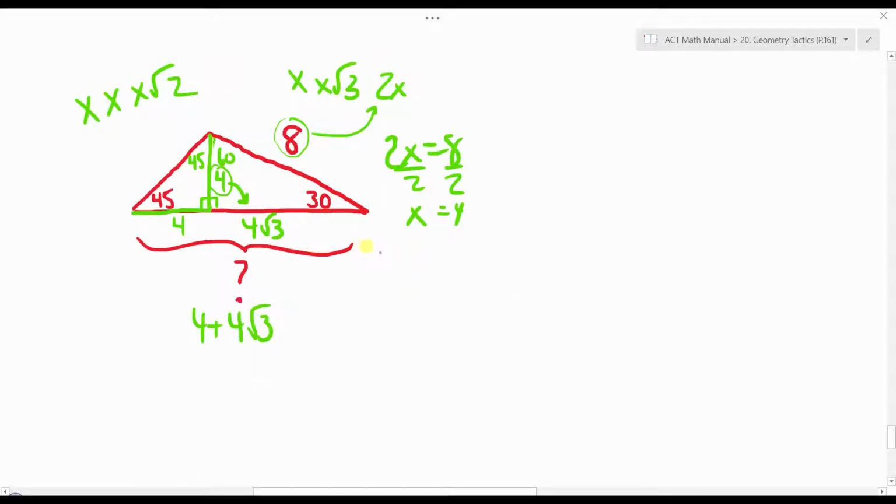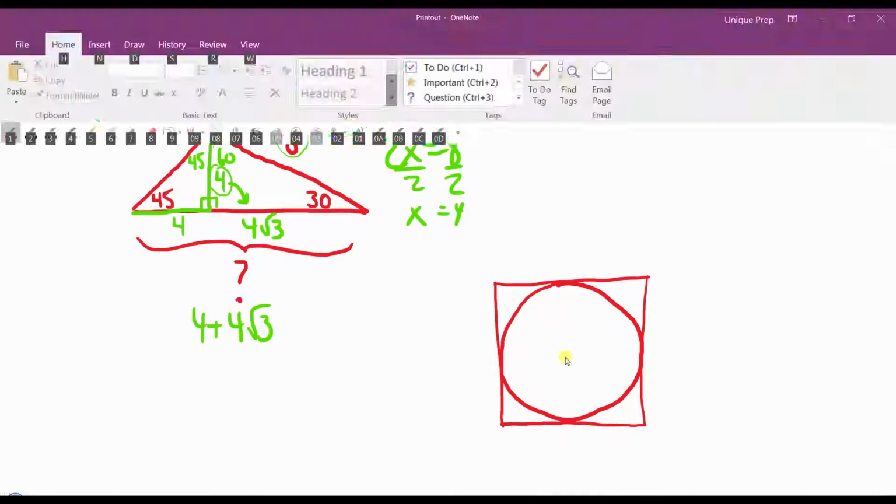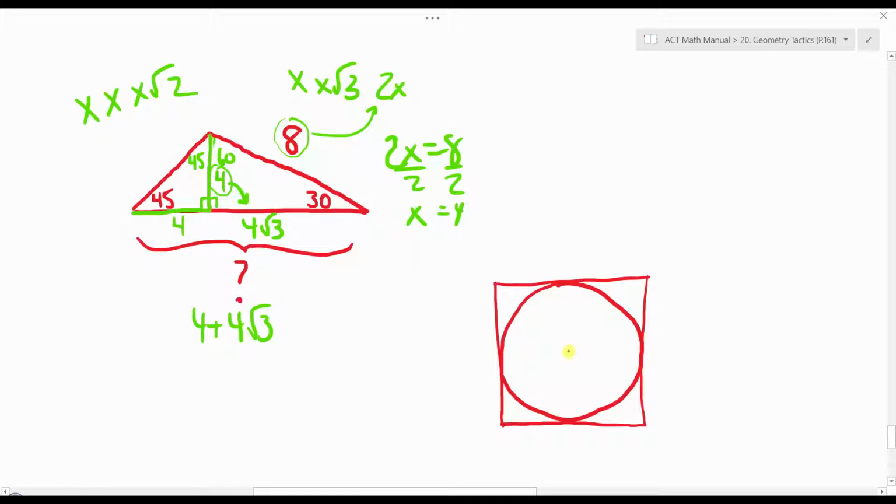Another example of this might be in a question that deals with inscribed or circumscribed shapes. So I'm going to try to draw a circle here. Let's see how this goes. Not too bad. So let's say you see a circle inscribed in a square. What you might want to do here is say, okay, I'm going to draw radii. These would be the segments we're drawing. I'm going to draw radii to these two points of tangency or intersection.